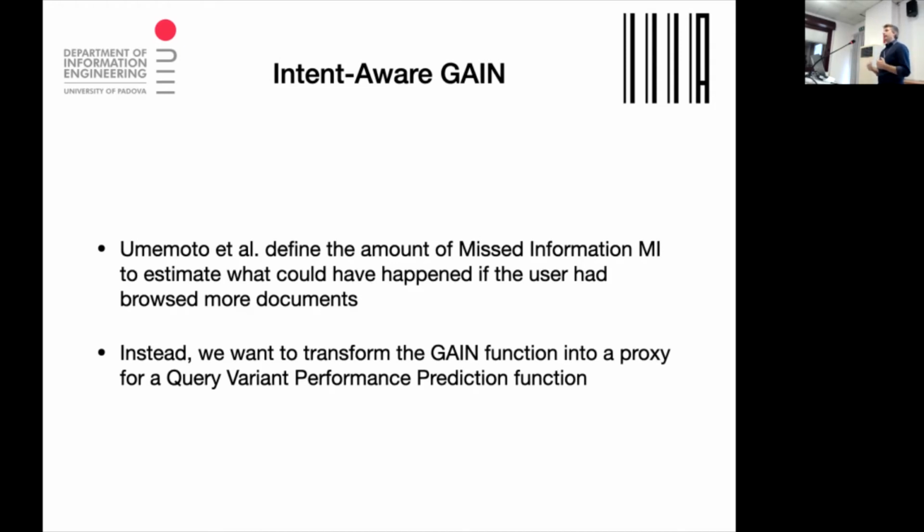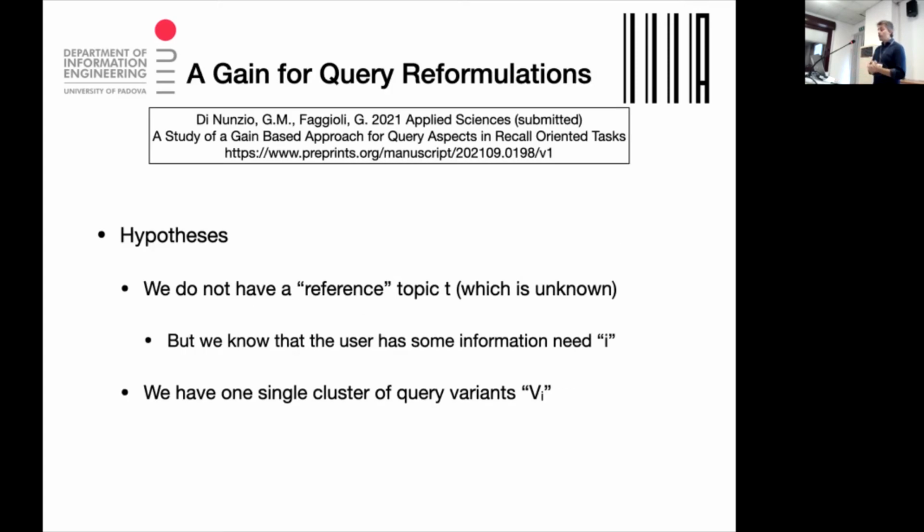Now we started from this, and we started thinking, well, can we use this formula as a proxy for query performance prediction? In the work by Umemoto and others, the Sandbar work, they define the amount of misinformation in order to color those bars and say what could have happened if the user had browsed more documents. Instead, we want to use the same information to predict whether one of the reformulations could be more accurate than the others according to some measure. We have submitted this work together with Guglielmo Faggioli, one of the PhD students of the group, and you can read the preprint version of this paper.